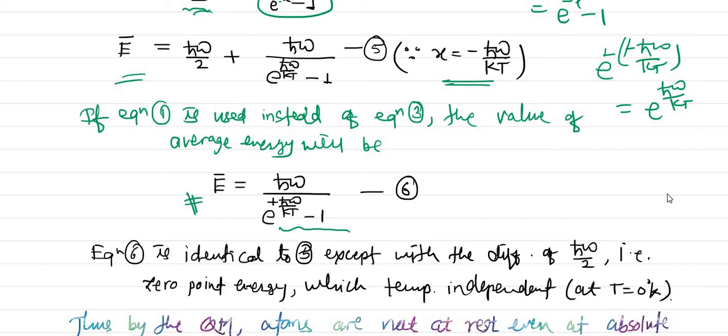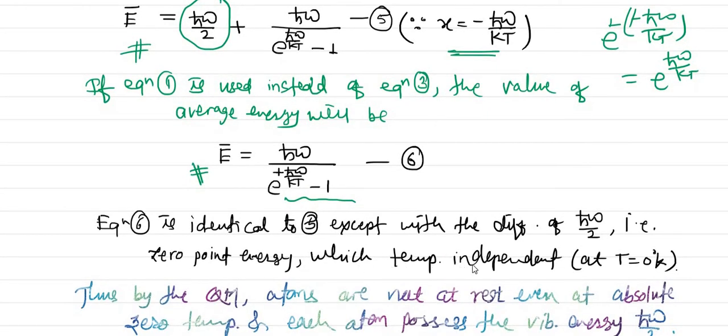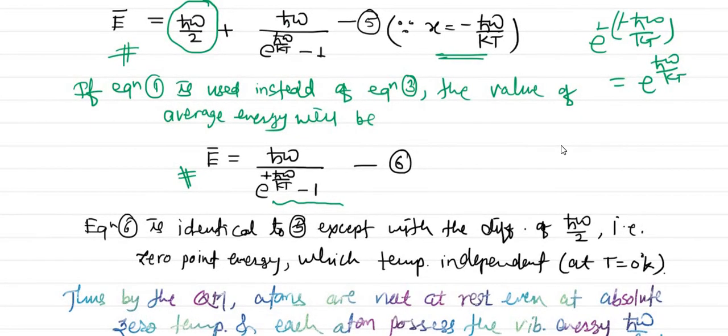And what is the difference between equations 5 and 6? Only this term, h cross omega by 2. That is the zero point energy. The zero point energy is the temperature independent term, that means whether the temperature is maximum or minimum, it will always be there. So even at 0 degree Kelvin we have some energy, and that is h cross omega by 2. So either you can use equation 1 or equation 3, you will get the same value, only the difference will be this one.